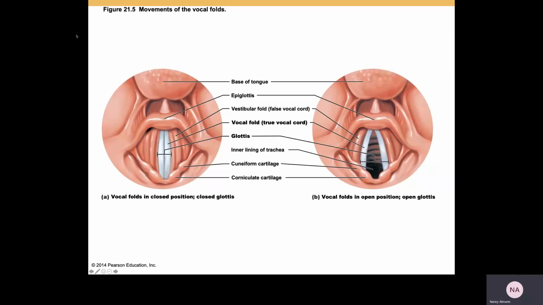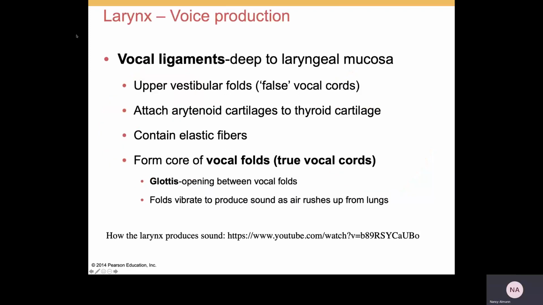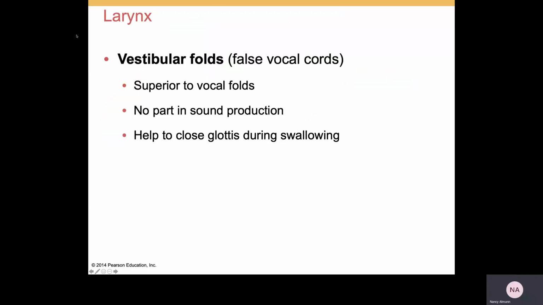And this shows you what's happening when the vocal folds are open and when the vocal folds are closed. There's a video that is posted at the bottom there. The link is posted at the bottom there. Please watch that and make sure you know what happens. So there are the vestibular folds, the so-called false vocal cords, which are going to be superior to the vocal folds. They do not play a role in sound production, and they do help close the glottis as you swallow.